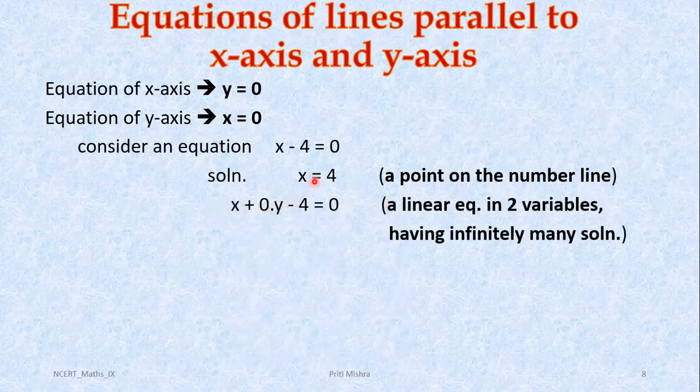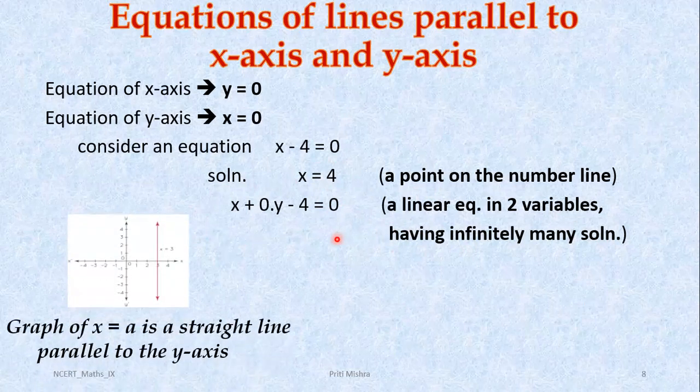See, x plus 0 into y minus 4 is equal to 0. I have written it in the form of ax plus by plus c is equal to 0, which always represents a linear equation in two variables having infinitely many solutions. So these are the different ways of writing an equation. If you write it like this, it indicates something else, and if you write it like this, then it indicates something else. So you have to differentiate these differences about the writing of equations.